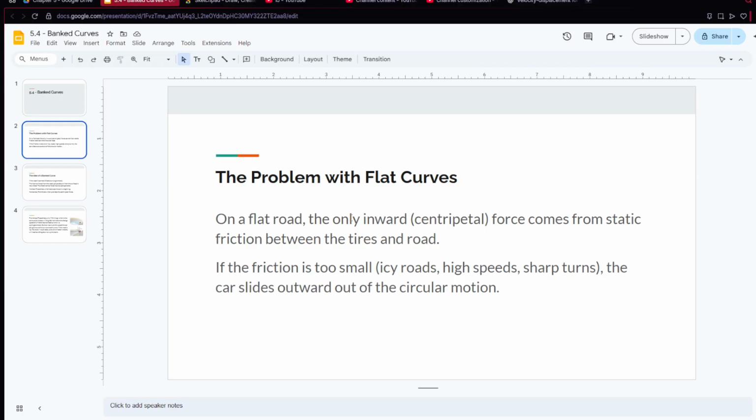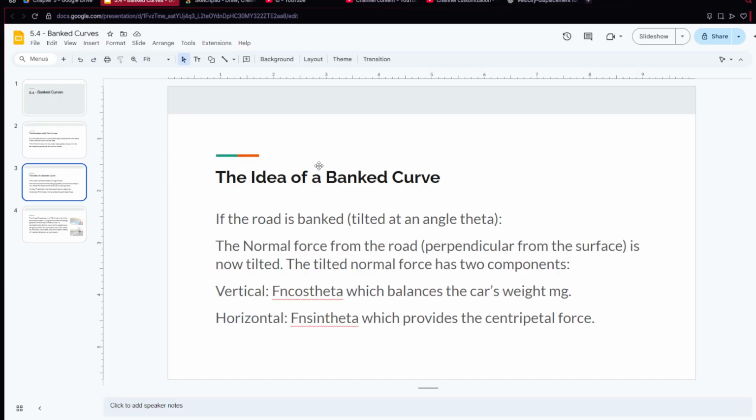So now we're going to explain the proof, but first, that's the danger of flat curves. Relying on one force is also quite dangerous because you're putting all your eggs in one basket. If it snows, then the ground is no longer under the static coefficient of friction that you thought it was with the pavement. Now it's snow, and that has a lower coefficient.